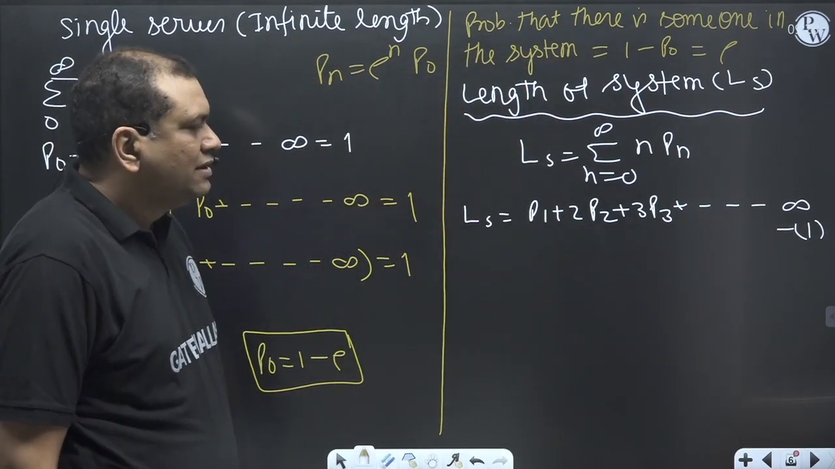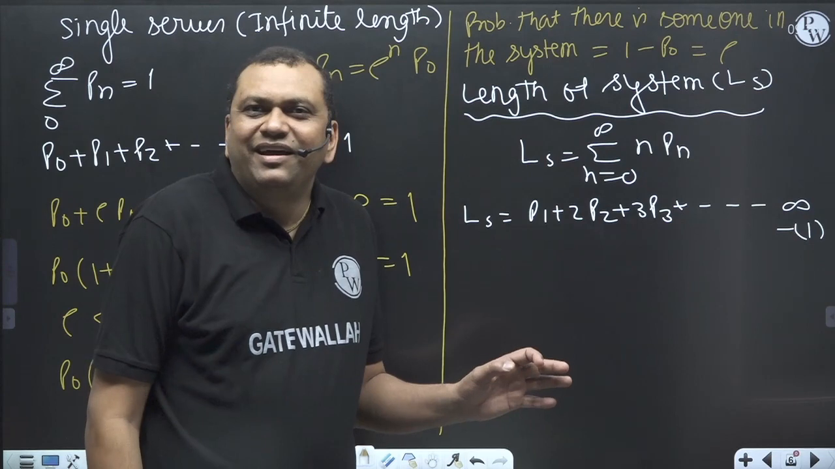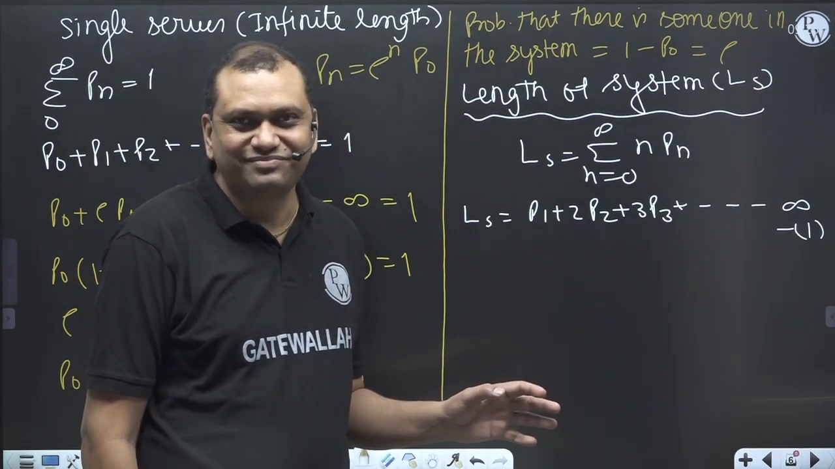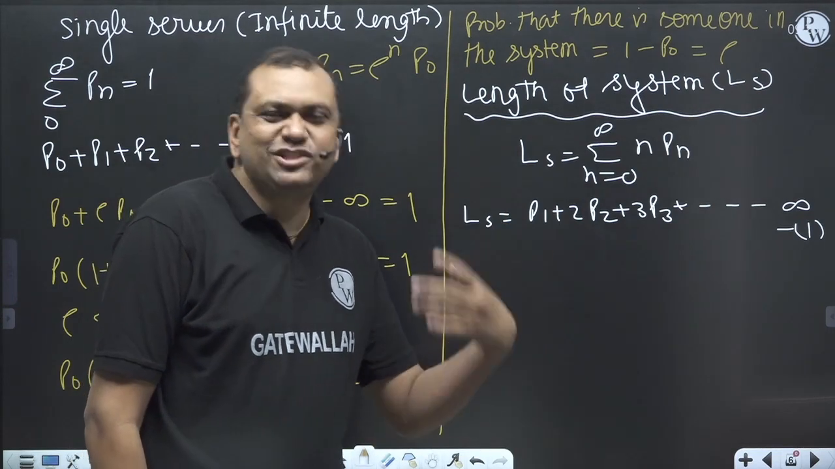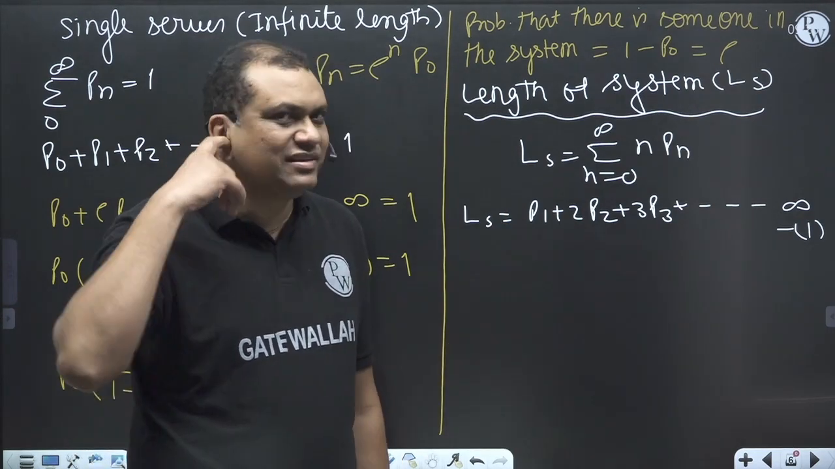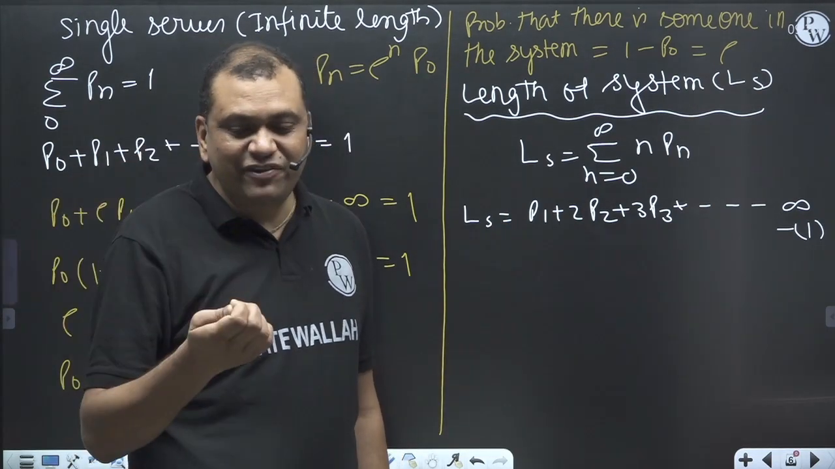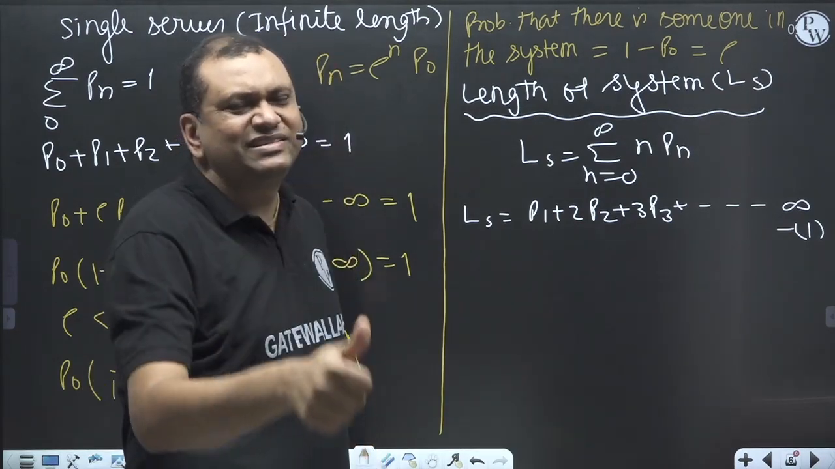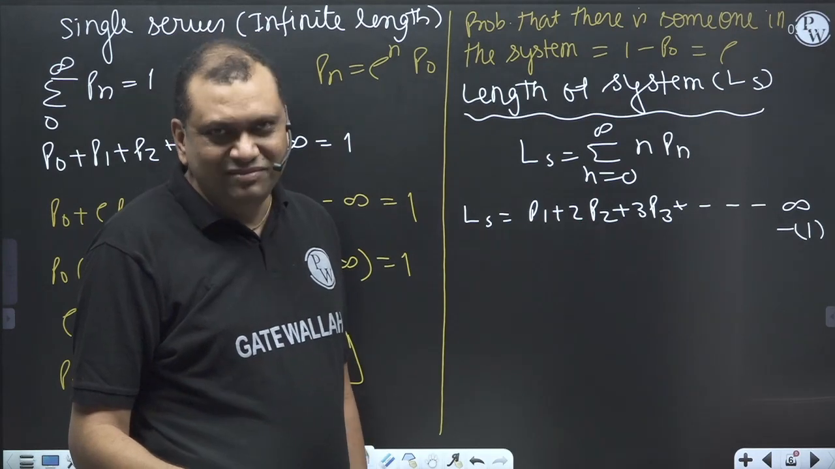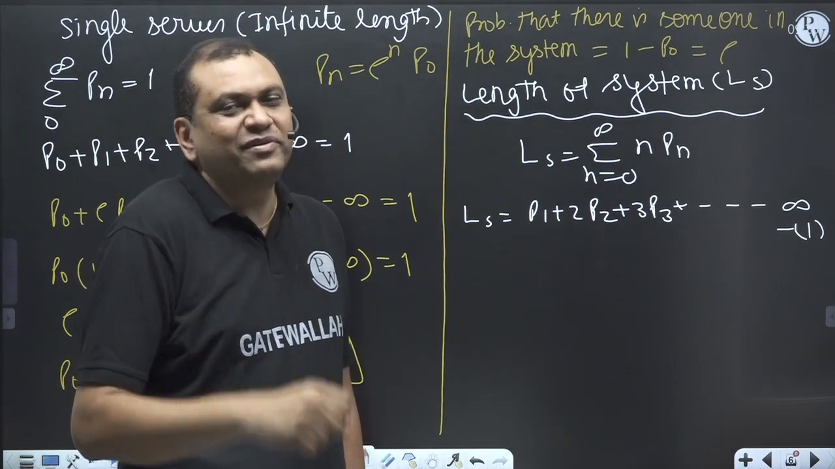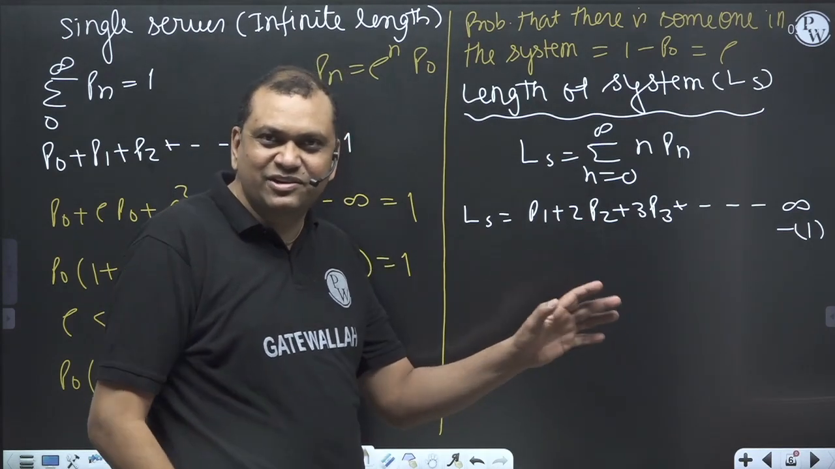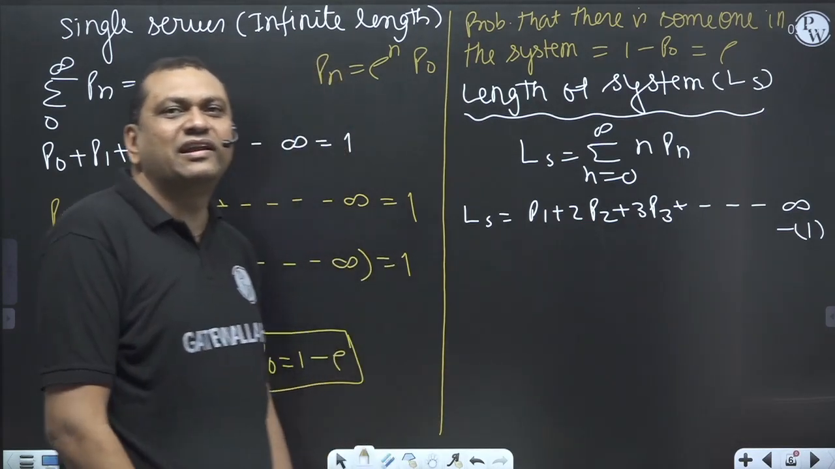Correct? After this class, please do these proofs at least 2-3 times. And if you are comfortable in these proofs, queuing is very easy. That is my promise. You will not find queuing difficult if you stick to the proofs that I am giving in the class.